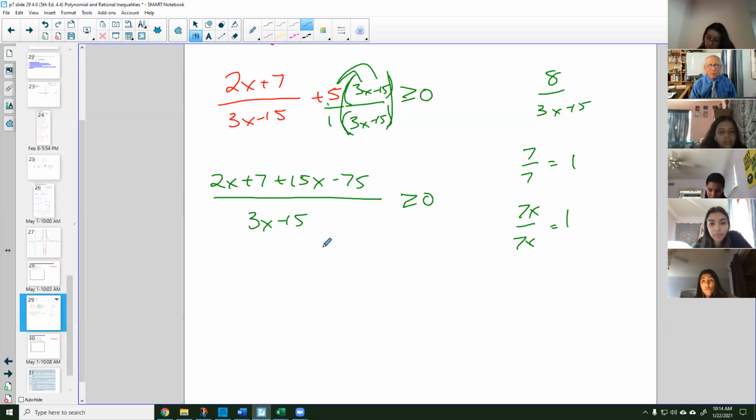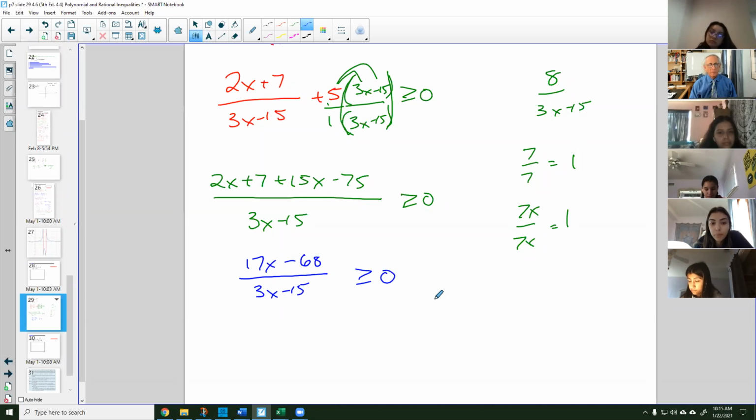Can you help me simplify my numerator here? So then it's 17x and then minus 68. Yes, it's minus 68. And that's going to be over 3x minus 15 and has to be greater than or equal to 0. We going okay so far? Yeah? Okay.